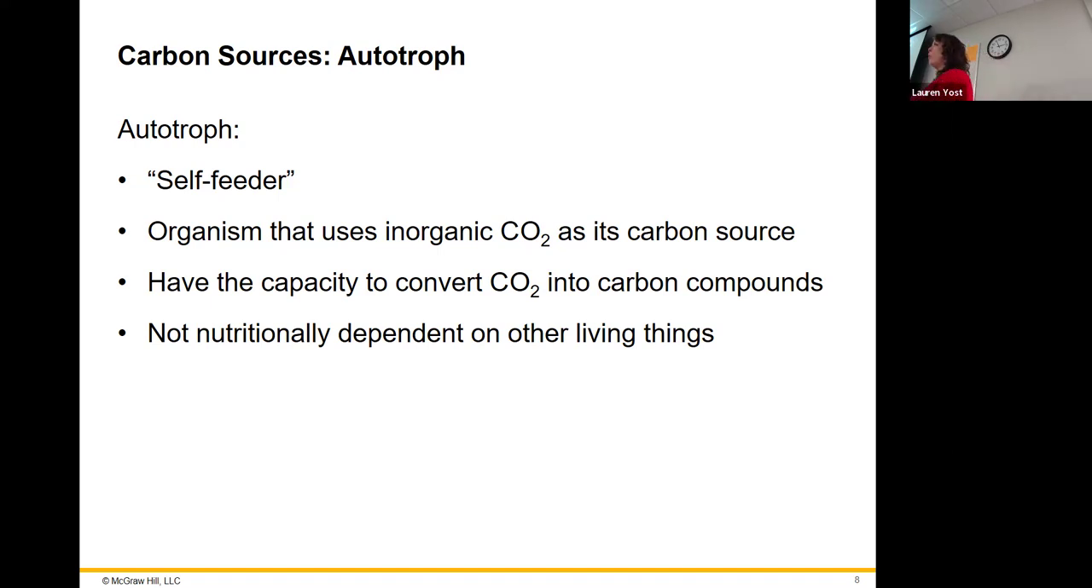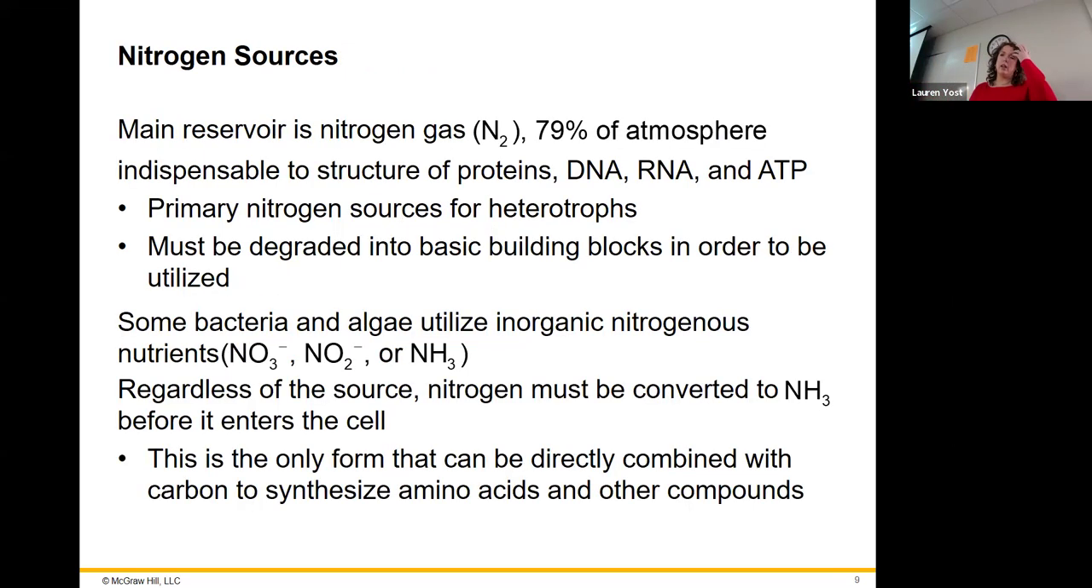So remember troph? We've already talked about troph being related to eating or feeding when we talked about the trophozoites versus the cysts with the protozoans, right? The trophozoites were the ones that were eating. They were the metabolically active ones. Same thing here, troph is referring to feed. So autotroph, you're feeding yourself basically, making your own organic sources.